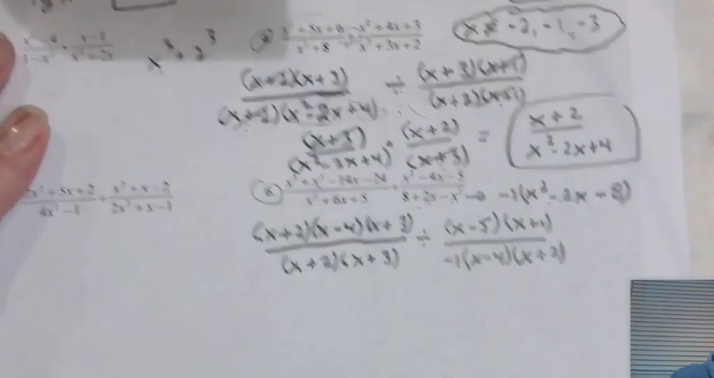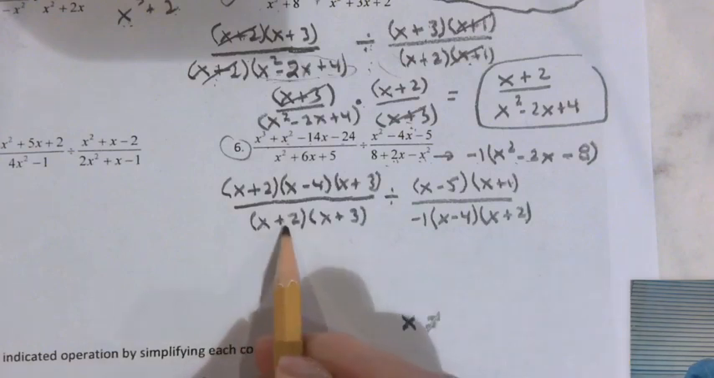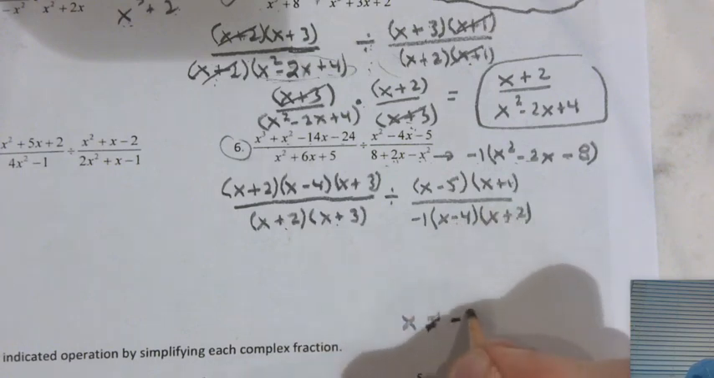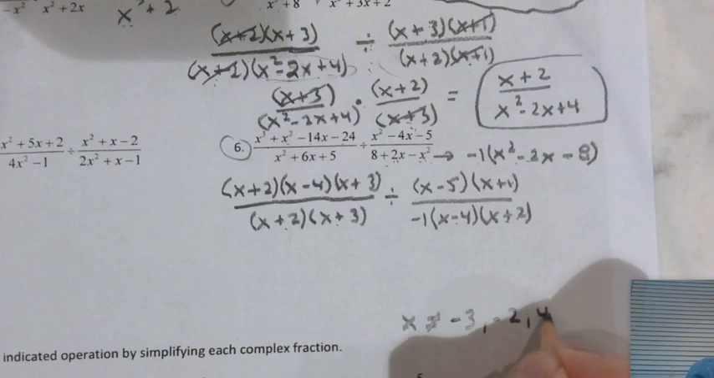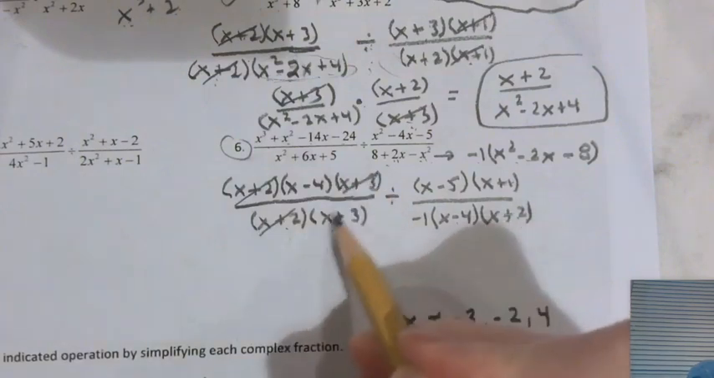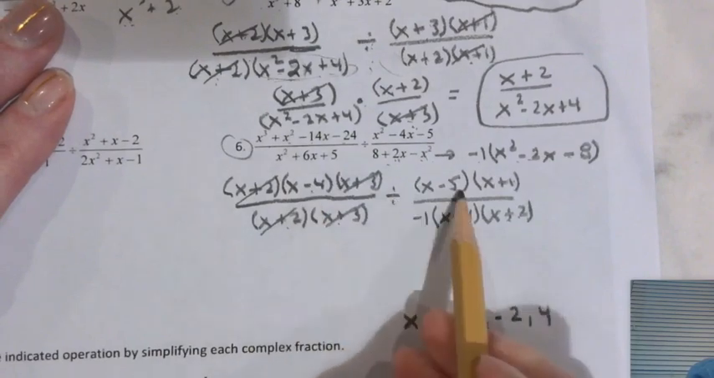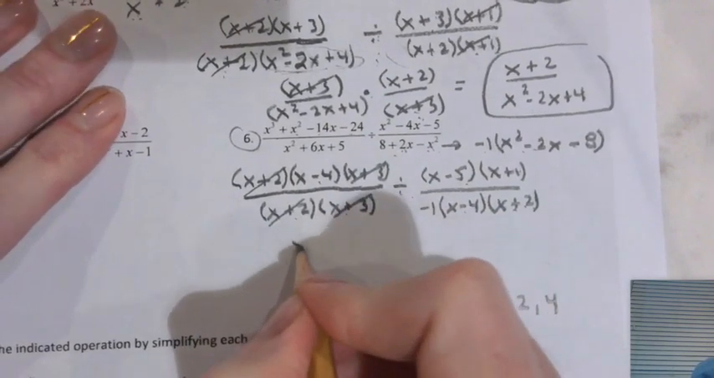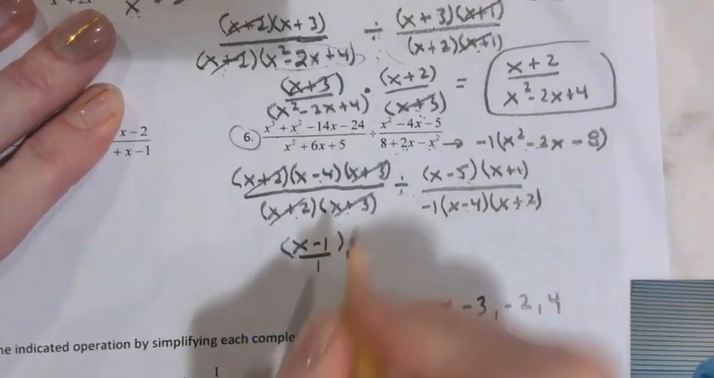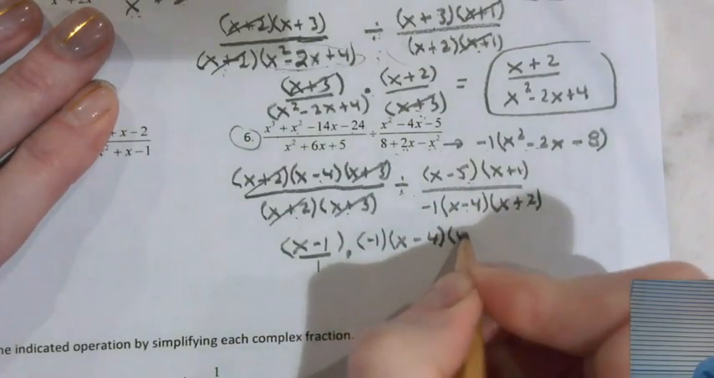Okay, let's state our restrictions. So x cannot equal negative 2, negative 3, positive 4, and negative 2 again. So negative 3, negative 2, positive 4. Now we can start canceling. X plus 2's, x plus 3's. Okay, so now we've got x minus 4, and instead of dividing by this, we're going to multiply by the reciprocal. So we've got x minus 4 over 1. Turn that division into multiply, and then we have to flip this fraction. So we're going to get a negative 1, x minus 4, x plus 2.